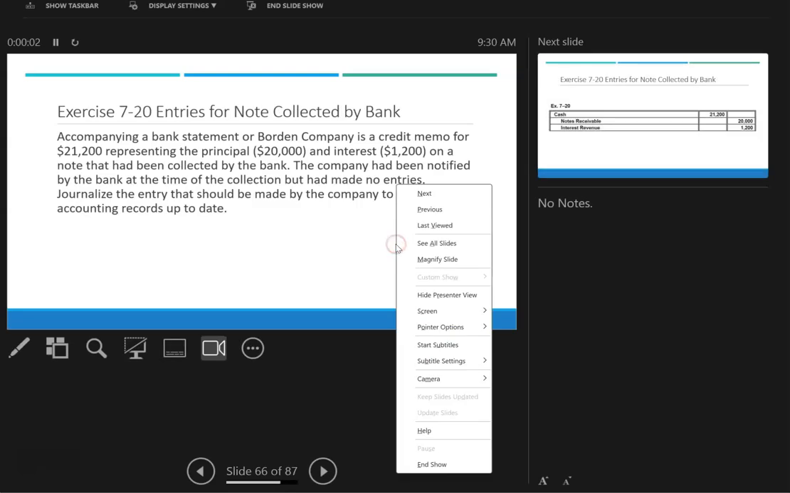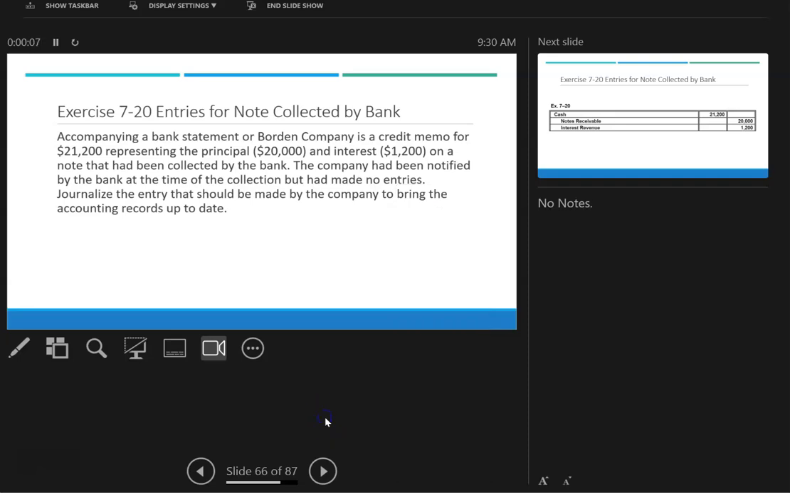Now, let's see what else we've got. Exercise 720. Accompanying a bank statement is a credit memo for $21,200 representing the principal and interest on a note that's been collected by the bank. The company has been notified by the bank at the time of the collection, but had made no entries. Journalize the entry that should be made by a company to bring the accounting records up to date.